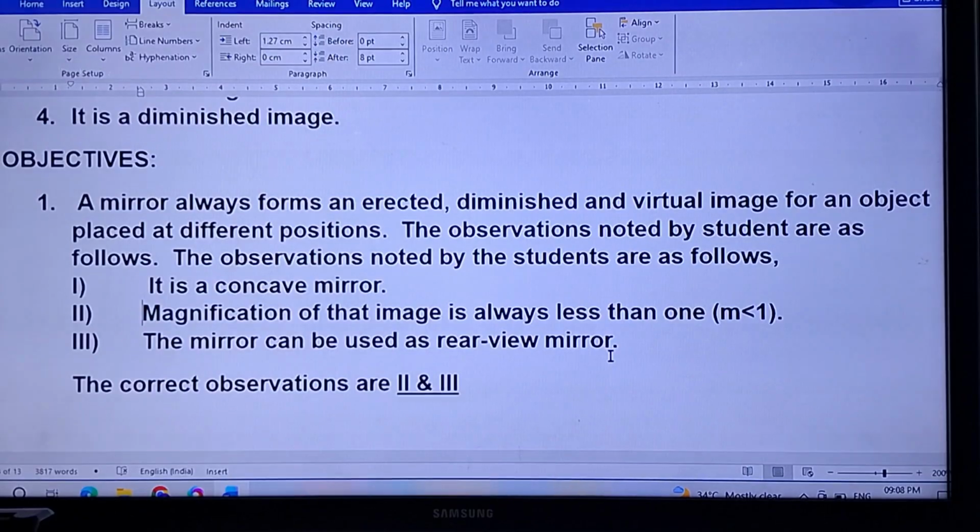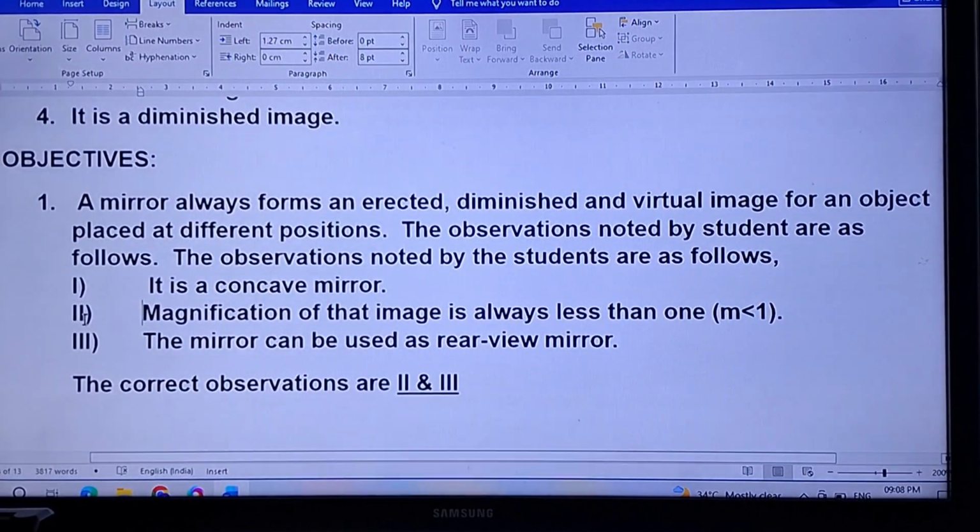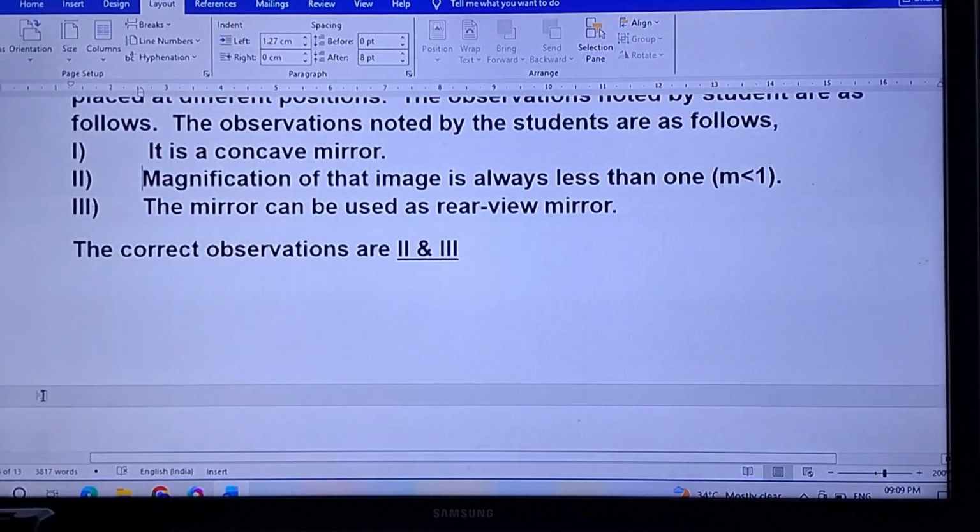It's a convex mirror. Actually, what is given here, these are all the characteristic properties of a convex mirror only. So, which is correct? The correct observations are the second one and the third one. Magnification will always be less than 1, and the mirror is nothing but a rear view mirror, used as a rear view mirror, that means convex mirror.